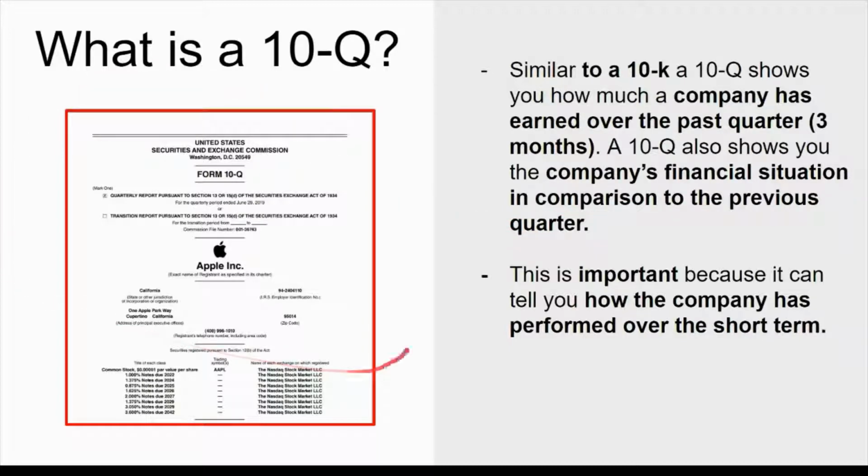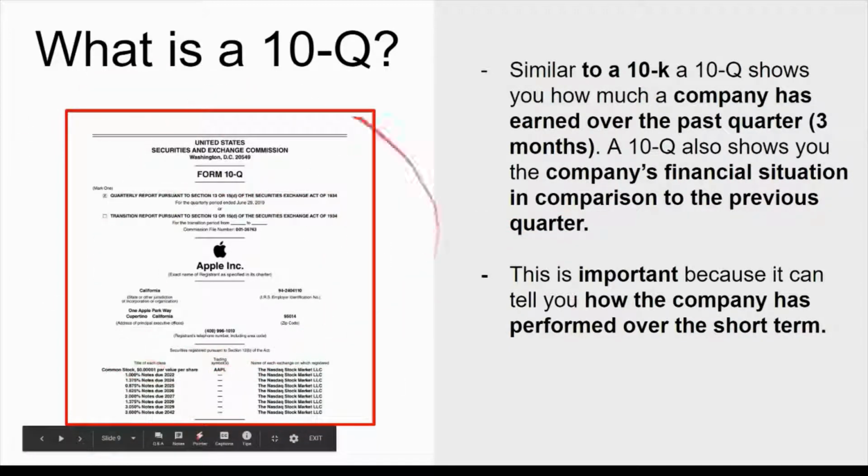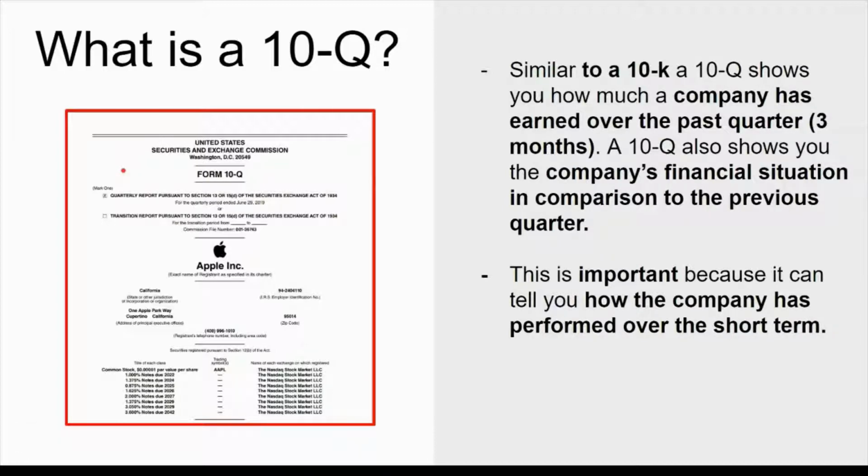So when you view this document, actually this is the first page, but when you view the full 90-page document, you can actually see specifically what the company's balance sheet is like. So how much revenue they made, and you can also see where all their expenses went to, such as research and development and other things. And this is important because it can tell you how the company has performed over the short term, because it's a 3-month thing, right? So this would aid in short-term decision making.